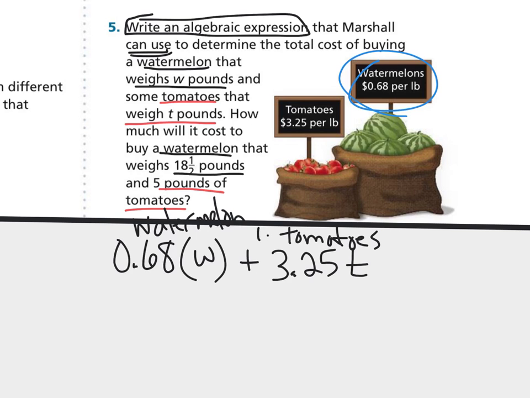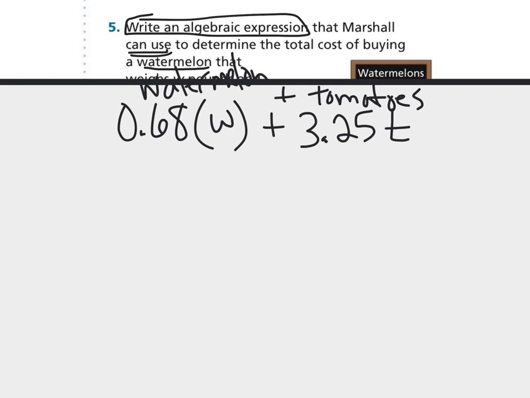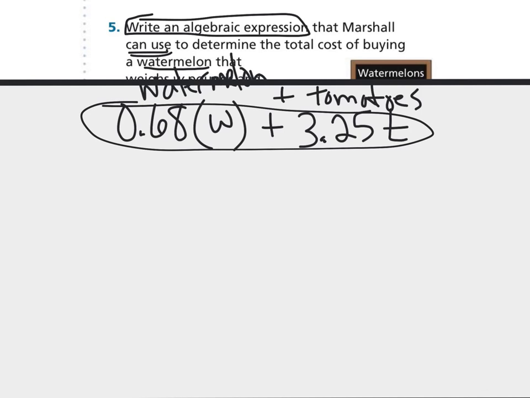Okay, and sometimes it's helpful when you do problems like this to write a general statement first: watermelon costs plus tomato costs, and then worry about what we're actually going to do to get that. Okay, so this would be our expression to start out with, and we're going to circle that because that's part of our answer. And then we're going to substitute. So 18.5 pounds, that'd be the same as 18 5/10.